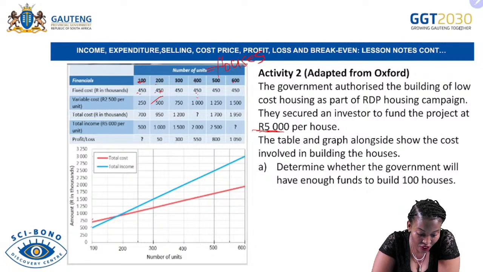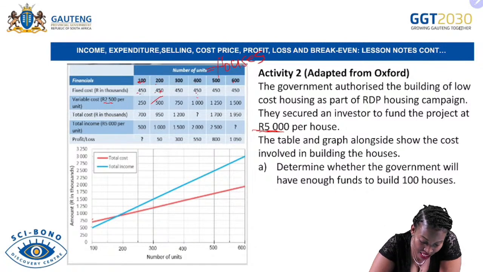And then you've got the variable cost. Remember, the variable costs are those costs that change depending on the number of units. So what is the variable cost here? It is 2,500 per unit. So what does it mean? It means for any number of units that you are going to build, there's a fixed cost of 450,000, but there's also a 2,500 that will be spent per house. And then, but in this column here, I see 250. Where is this 250 coming from?